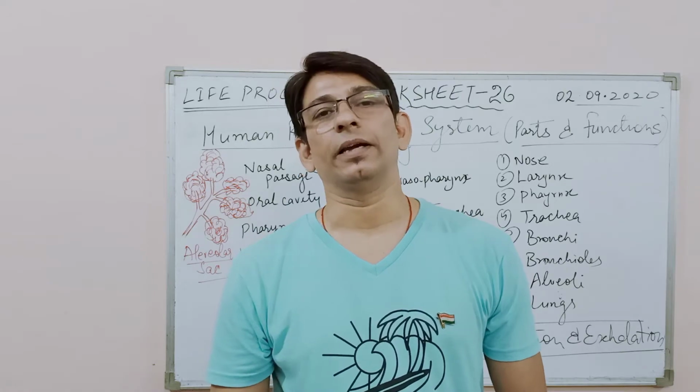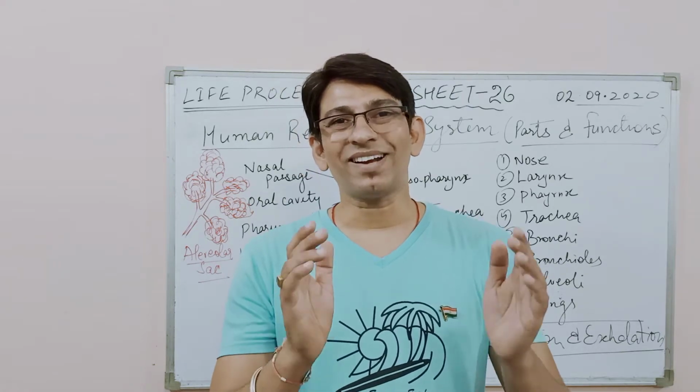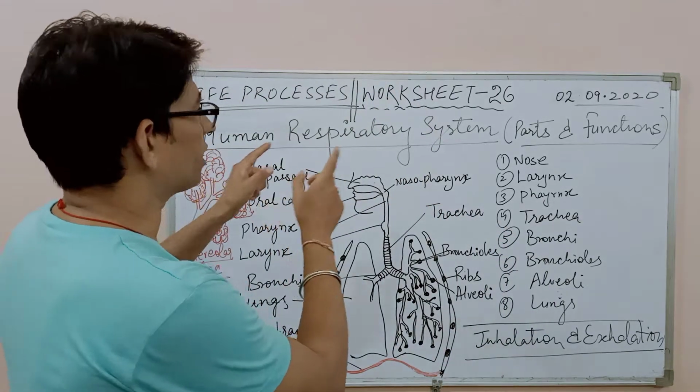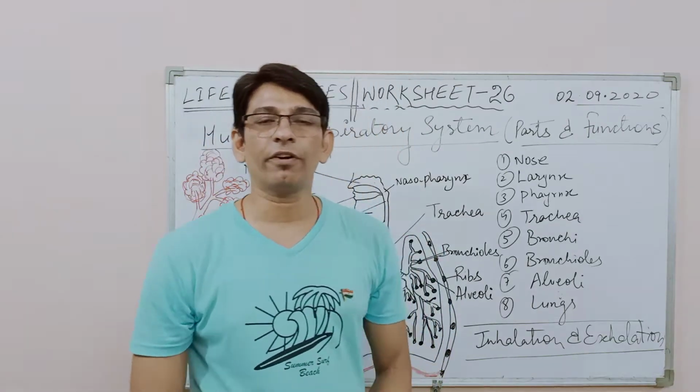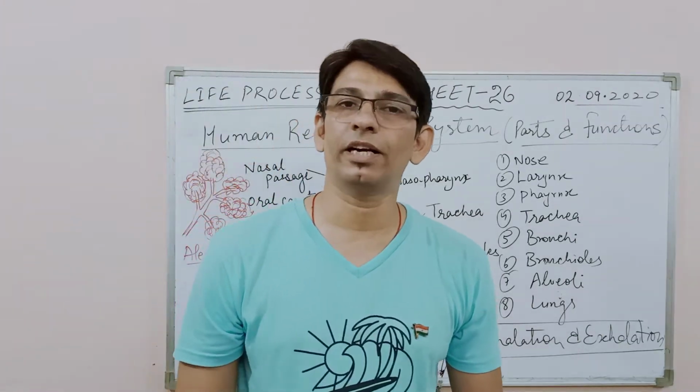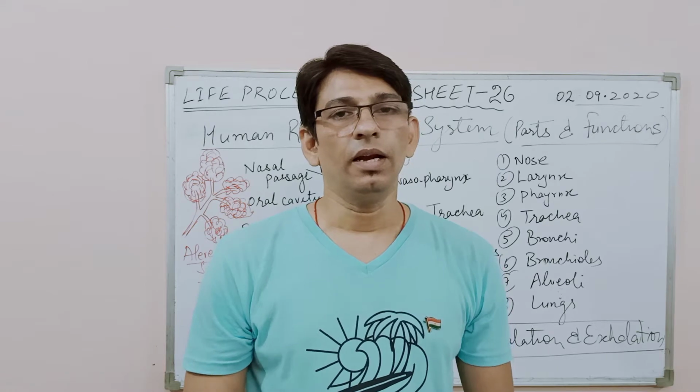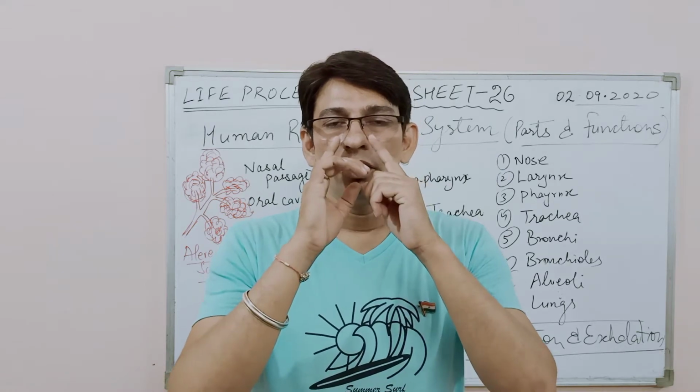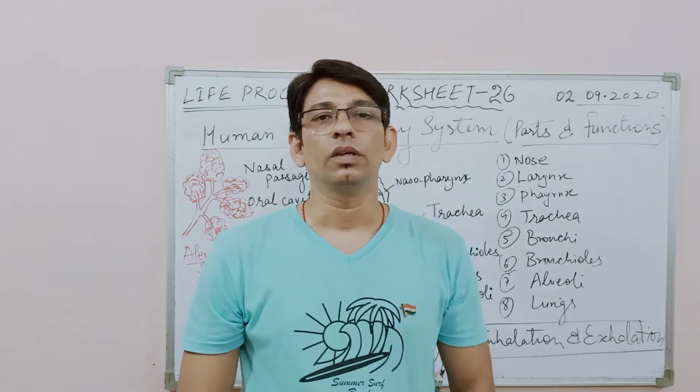हम एंड में इस वर्कशीट के क्वेश्चन आंसर भी डिस्कस करेंगे। तो लेट अस स्टार्ट टुडे अबाउट ह्यूमन रेस्पिरेटरी सिस्टम। व्हाट आर द डिफरेंट पार्ट्स एंड द फंक्शन ऑफ ह्यूमन रेस्पिरेटरी सिस्टम। लेट अस स्टार्ट फ्रॉम अ nostril or nose.